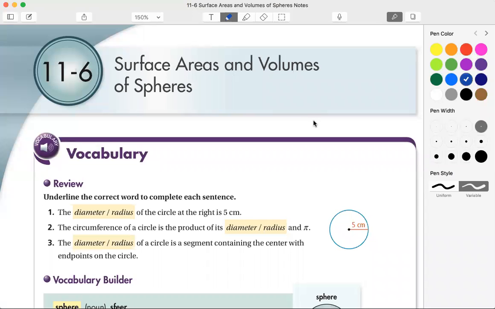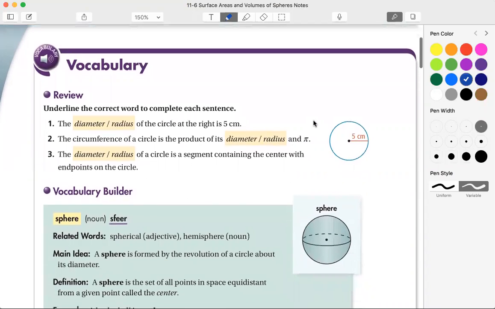All right, 11-6, surface areas and volumes of spheres. The radius of a circle at the right is 5 centimeters. The circumference of a circle is the product of the diameter and pi. The diameter of a circle is a segment containing the center with the endpoints on the circle.